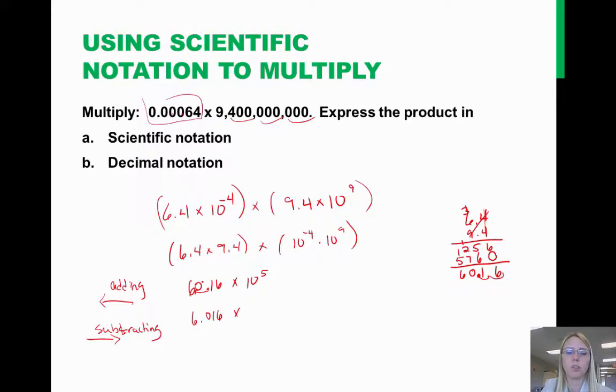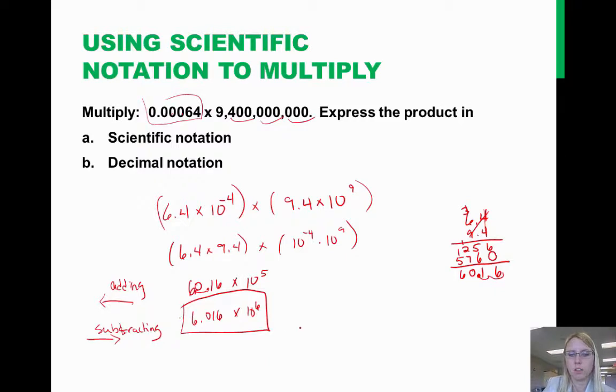So it depends on what your final answer is after you do your operations as to which way you're going to move. Since I moved my decimal this way, it is to the 6th now, and that is my answer in scientific notation. But I need to do part B. I need to make it back into decimal notation.